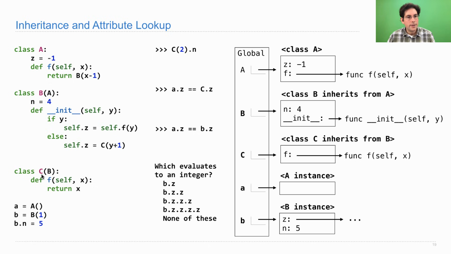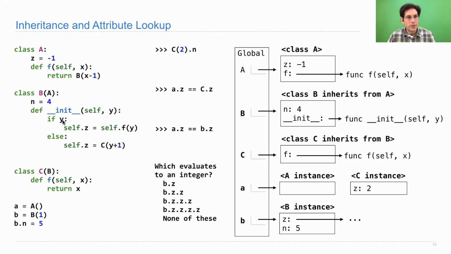Here's the C class, so we build a new instance. And what happens when you build an instance of the C class is that you automatically call the init method for the C class. Since C has no init, we look in its base class. Here's the init, which is this function here. So we're calling this with y bound to 2.